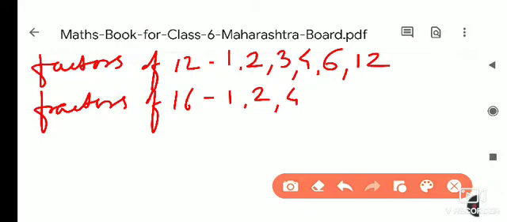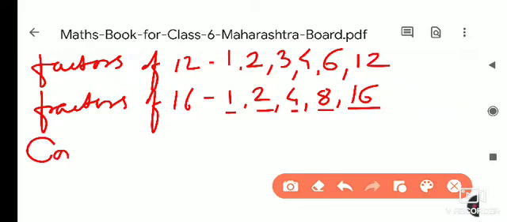Then if you say the table of 7, 7 1s are 7, 7 2s are 14, 7 3s are 21. So 16 is not there in the table. 8 1s are 8 and 8 2s are 16, so 8 is a factor, and at last 16 1s are 16, so 16 is also a factor. So the factors of 16 are 1, 2, 4, 8 and 16.